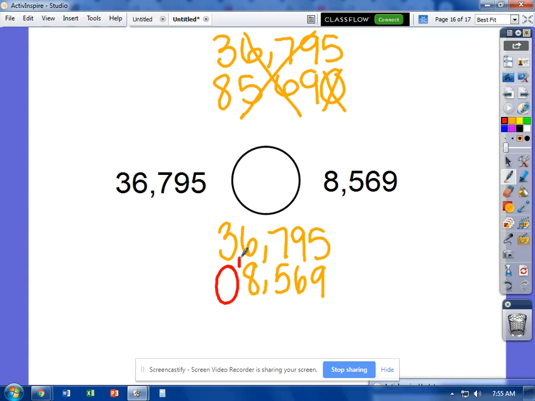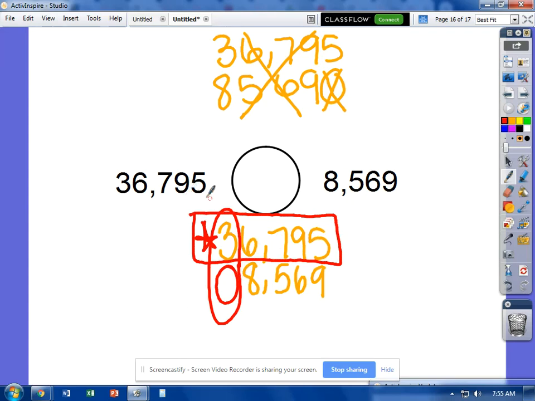3 and 0 are not the same number, so I'm going to circle it. For my allowance, I'd rather have $3 than $0. So I'm going to put a star next to 3, making 36,795 the larger number. I'm going to find which one it matches with, and it's this one. So my alligators are going to eat the larger number. And I know that 36,795 is greater than 8,569.